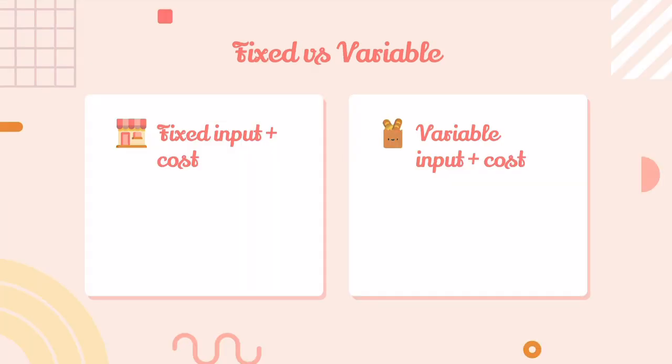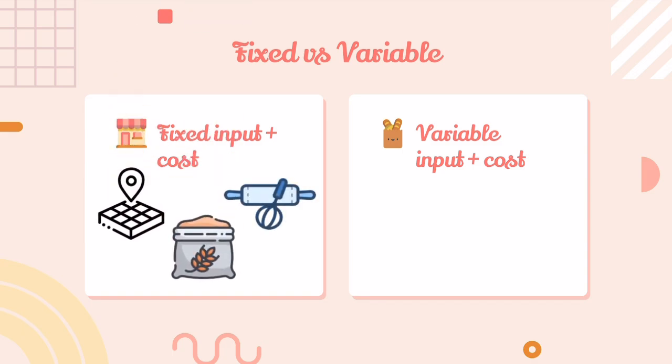A fixed input is an input that stays the same regardless of the quantity of good produced. Its cost is also fixed, such as the size of land, material, and equipment. A variable input is an input that changes to potentially change the quantity of good. Its cost is also variable, including the number of workers and their wages.